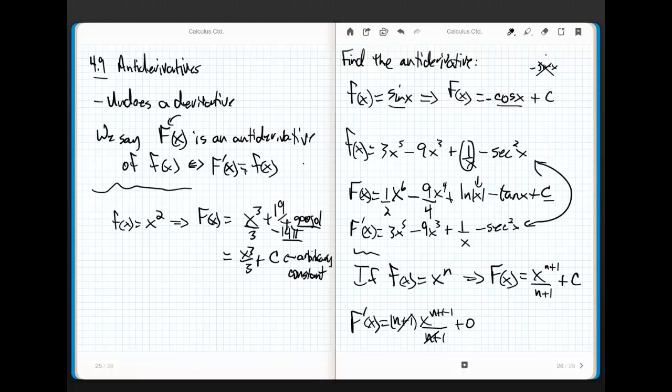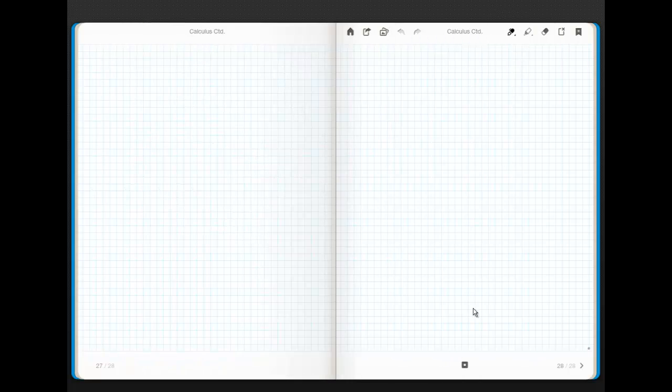This n plus 1 was just along for the ride, and then plus 0 because the constant goes away. Cancel, cancel. Last I checked, x to the n plus 1 minus 1 is just equal to x to the n. Yay, QED. I'm so smart. Okay, now let's talk about how to get rid of that constant.